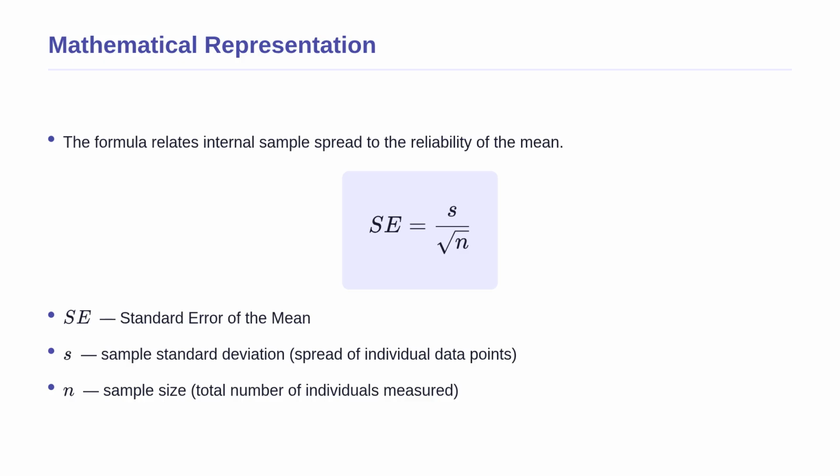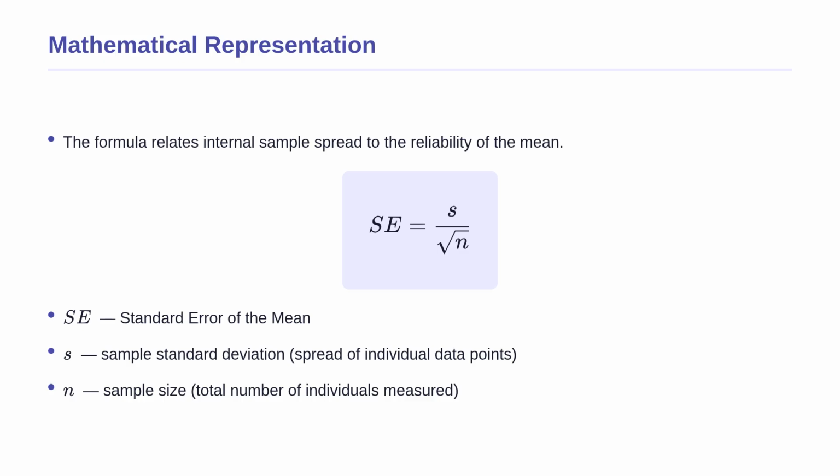The symbol SE stands for the standard error of the mean, which is the uncertainty we are trying to calculate. The letter S represents the standard deviation of your specific sample, which tells you how spread out the individual data points are from each other. Finally, the letter n represents the sample size, which is the total number of individuals or items you actually measured in your study. The formula is telling us in plain English that the uncertainty of our average depends on two things: how messy the original data is and how many people we measured.